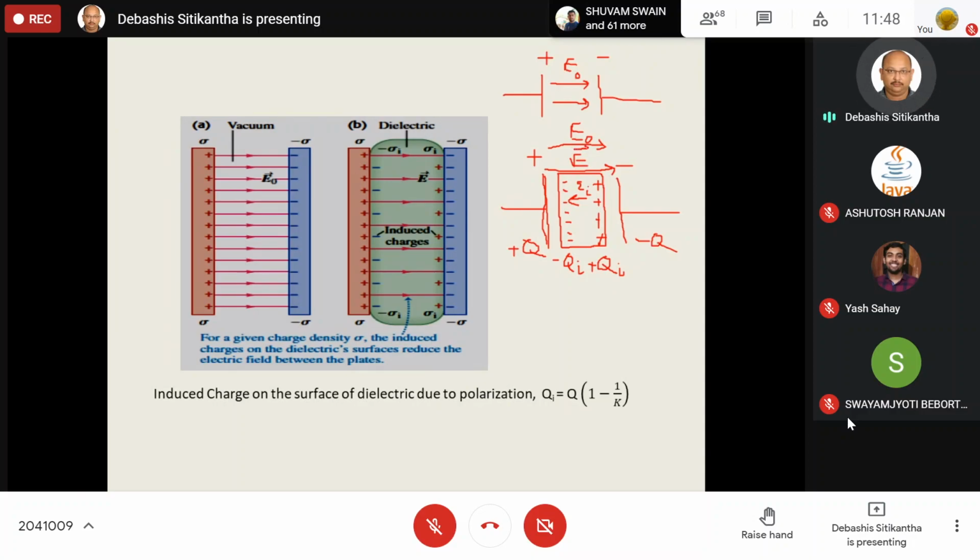This is not in your course, but it will give you a better insight. It says that the electric field after insertion of the dielectric medium is reduced, because the net electric field is reduced by this induced electric field. This induced electric field is produced because of the induced charges present on the surface of the insulator. Everybody clear about this? Or shall I explain it once again?